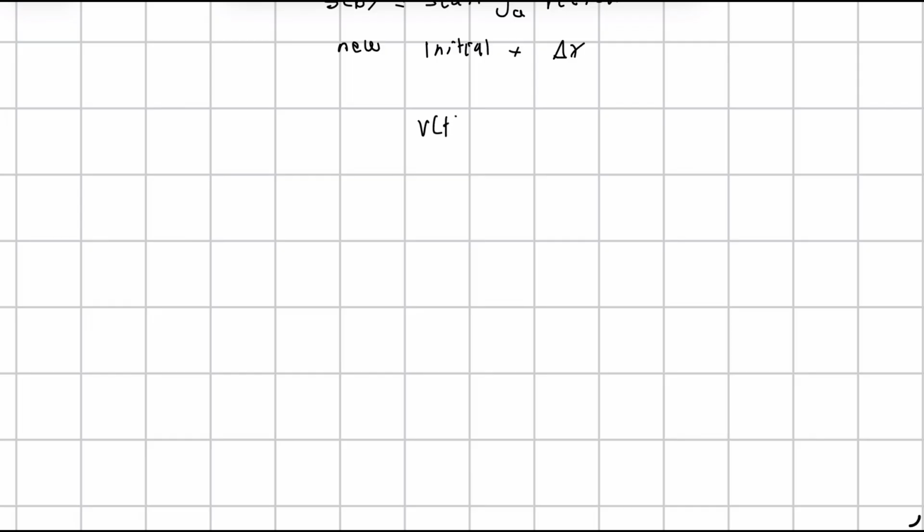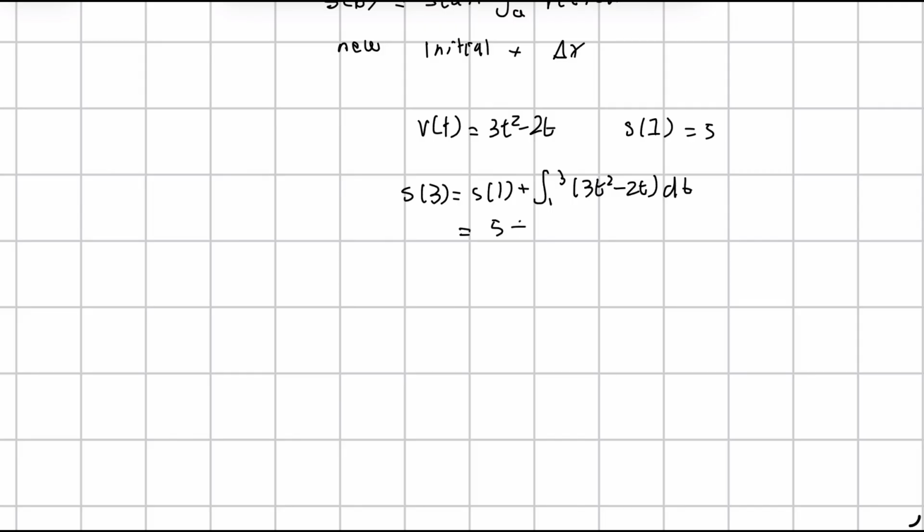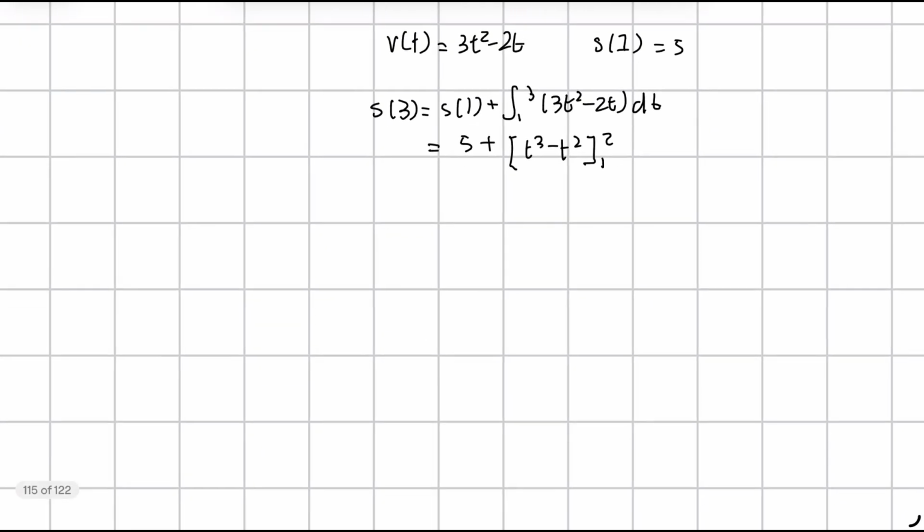So let's say for a particle, we have a velocity modeled by 3t squared minus 2t. We also know that the position at time equal to 1 is equal to 5. So then s of 3 would be s of 1 plus the integral from 1 to 3 of 3t squared minus 2t times dt. We plug in the fact that that's 5, and then we have t cubed minus t squared evaluated from 1 to 3. When time is equal to 3, we have 27 minus 9, which is equal to 18, and when time is equal to 1, you have 1 minus 1, which is 0. So s of 3 is equal to 5 plus 18, and you would just get 23.